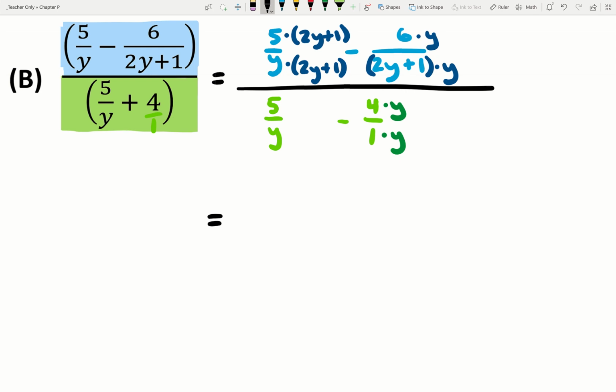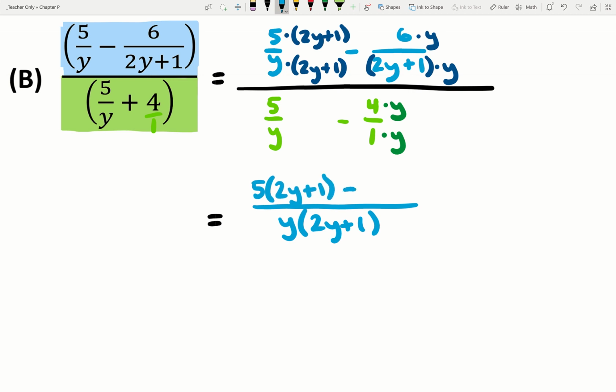In my numerator, in what's in blue, I have a common denominator of y times 2y plus 1. And then in the numerator, I'm just going to write out what I've got. I've got 5 times the expression 2y plus 1, and that's minus 6y, because that was 6 times y. Okay, that's the numerator there, and I'm going to write this over our denominator, which again I'm going to do in green here.